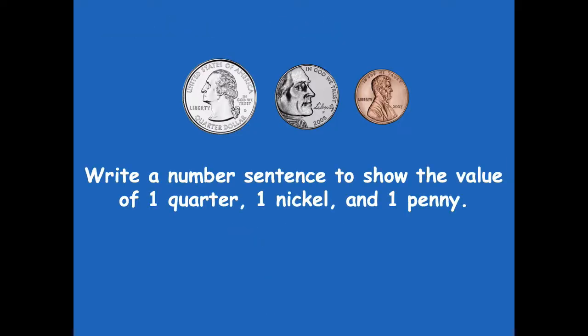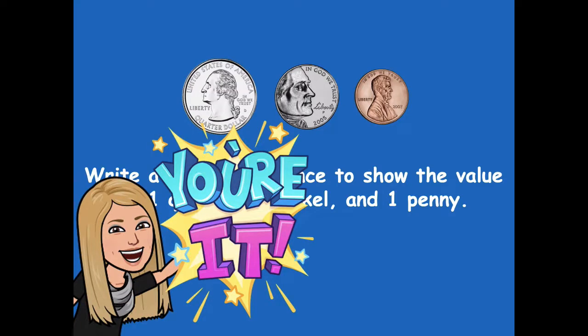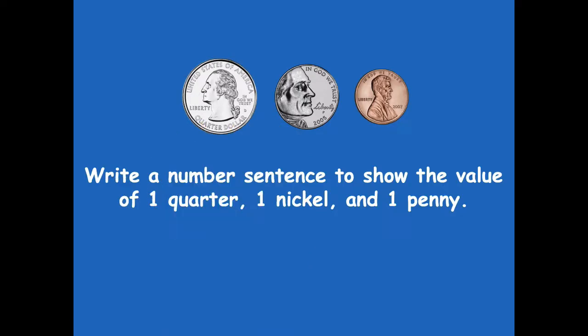All right, so now I want you to write a number sentence to show the value of 1 quarter, 1 nickel, and 1 penny. So that means you need to have 3 addends in your number sentence. So it would be like blank plus blank plus blank equals, and then you have to give the total too. So pause the video, write your number sentence, and then click play when you're ready to go over it together. All right, friends, pause if you need more time. All right, so here's my number sentence. 25 plus 5 plus 1 equals 31. So we can write our number sentences to match how we count our money to find the total value.